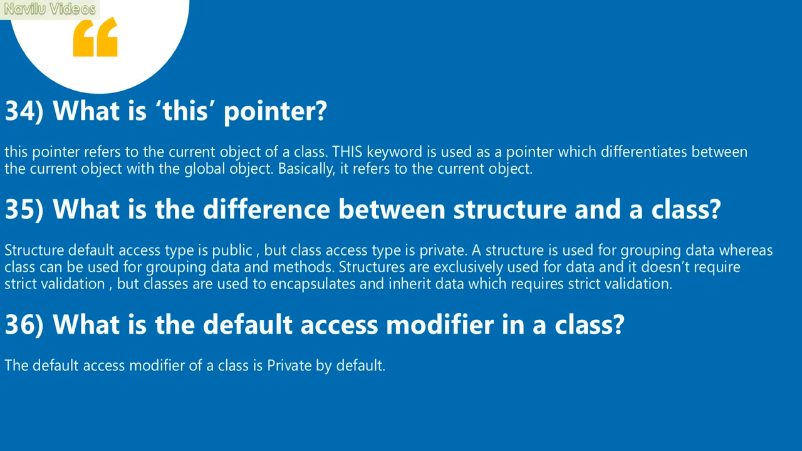36. What is the default access modifier in a class? The default access modifier of a class is private by default.